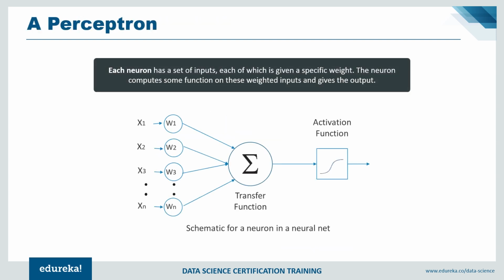Now, an artificial neuron or perceptron is a linear model which is based upon the same principle and is used for binary classification. It models a neuron which has a set of inputs, each of which is given a specific weight, and the neuron computes some function on these weighted inputs and gives the output. It receives n inputs corresponding to each feature. It then sums up those inputs, applies a transformation, and produces an output. It has generally two functions, which are the summation and the transformation. The transformation is also known as the activation function. As you can see here, we have certain inputs, certain weights, the transfer function, and then the activation function. The transfer function is nothing but the summation function here, and this is the schematic for a neuron in a neural network. So this is how we mimic a biological neuron in terms of programming.